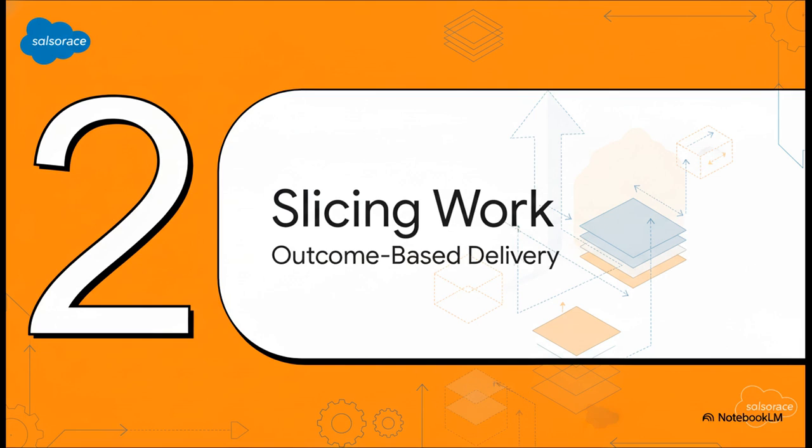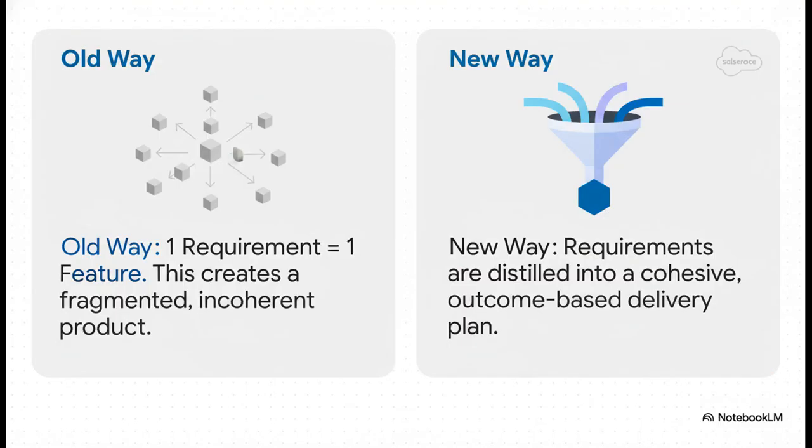How do we actually take all those requirements and slice them into work that an engineering team can actually build? This is where this whole hierarchy thing really starts to move away from older, less effective methods. The old way was simple, but it was wrong. It was just a one-to-one mapping. You've got a requirement, you make a feature. That's exactly how you end up with a product that feels fragmented and just doesn't make sense. The new way is all about synthesis. We distill all the requirements, the functional, the non-functional, everything, into one cohesive, outcome-based delivery plan.